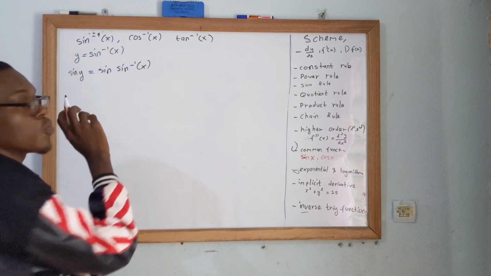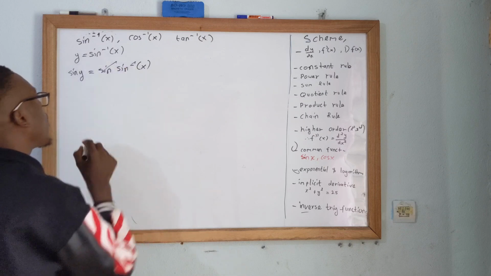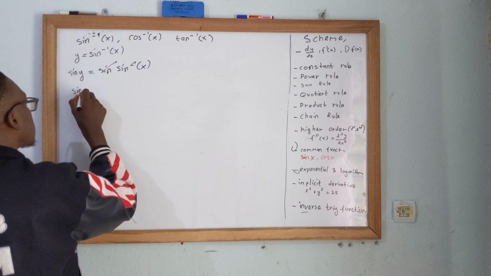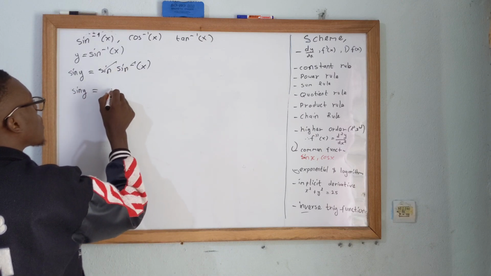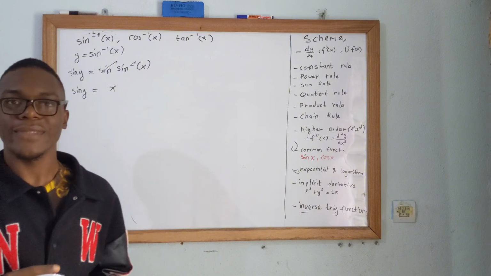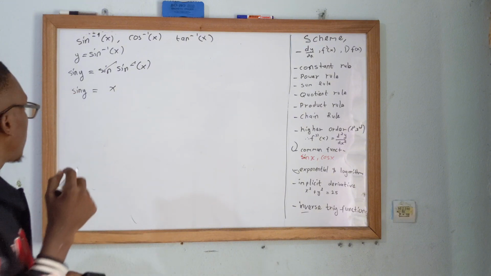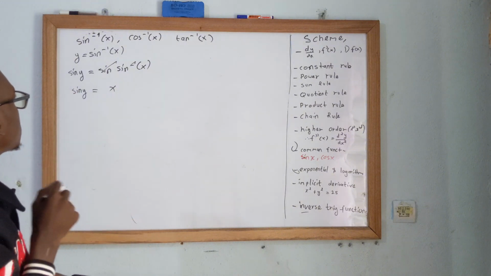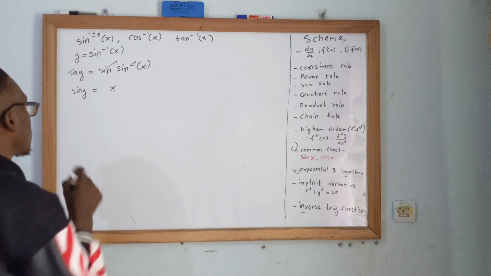Because if you put sine here, you are going to put sine on the other side, and hence this sine and sine will cancel out. Therefore, you are going to have what? Sine y is equals to x. Yeah, you saw that magic? Hence, we are going to differentiate this because we want to have dy all over dx.